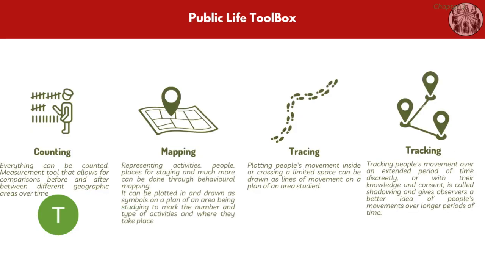This is the public life toolbox, which we have gathered from the book itself. What's very important about it is that there are 8 tools: methods that can be used to study public space, to interpret public space, and understand public life from different perspectives. Firstly, we have counting, which is measurements that allow for comparison across different regions, locations, and areas.